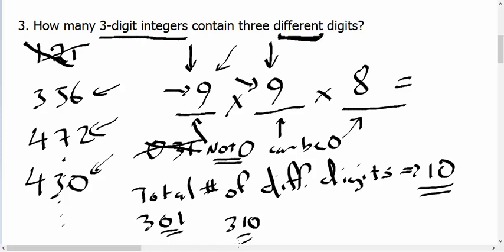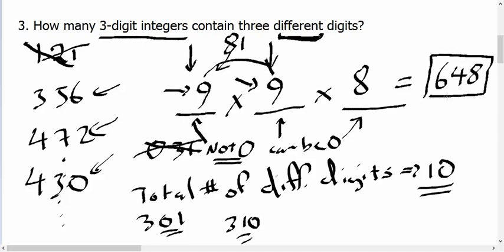All right, hopefully that made sense once again. And let's take a look. So here we've got, well, let's do the multiplication. First of all, 9 times 9 equals 81. And 81 times 8, so 80 times 8 is 640, and 1 times 8 is 8, so 648. All right, so I bet you never knew that before, that there are exactly 648 3-digit integers that contain 3 completely different digits. Amazing the things that you learn while studying for the GMAT exam.